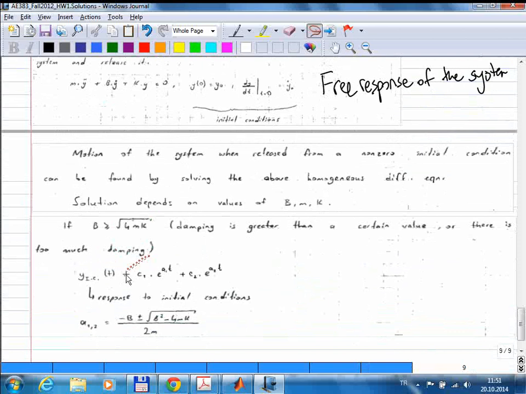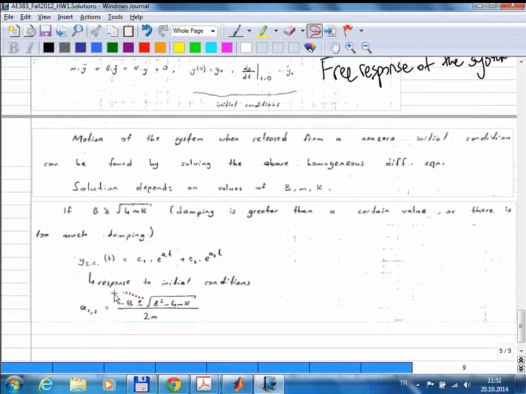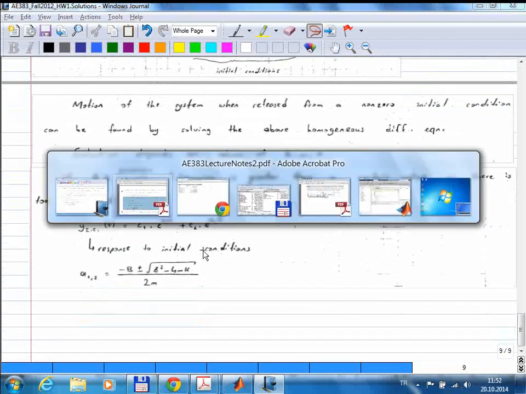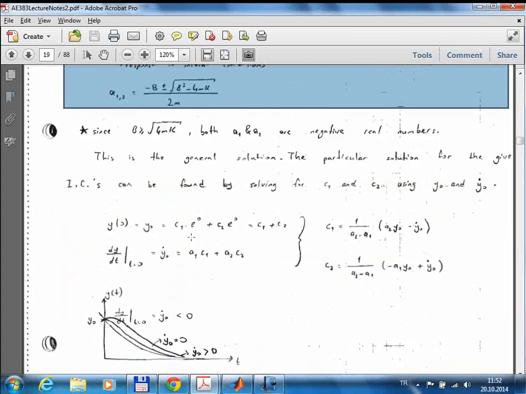In the solution you will have two exponential terms, and the coefficients here will be given by this expression. These all depend on the system properties: the damper constant, the mass of the block, and the spring constant. You put the numbers in and find two values, A1 and A2. There are also the coefficients C1 and C2, and to calculate those you need to use the initial conditions.